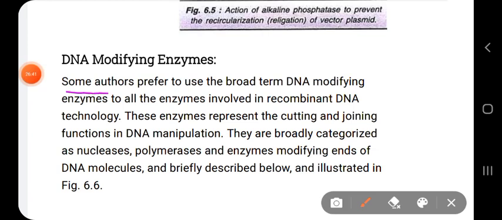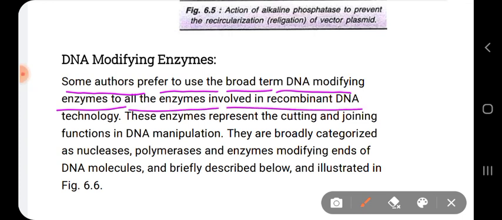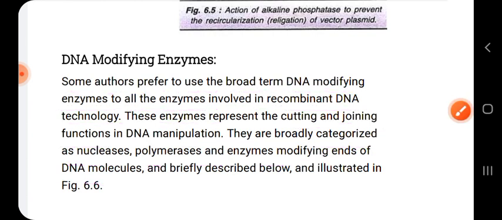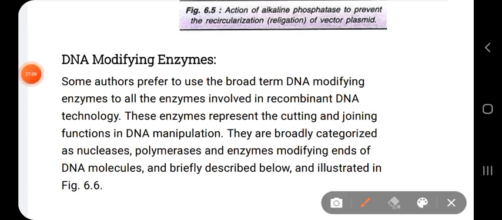So some authors prefer to use the broad term DNA modifying enzymes for all enzymes involved in recombinant DNA technology. These enzymes represent cutting and joining functions in DNA manipulation. They are broadly categorized as nucleases, polymerases, and enzymes modifying the ends of the DNA molecules, and are briefly discussed below. So these are the DNA modifying enzymes.